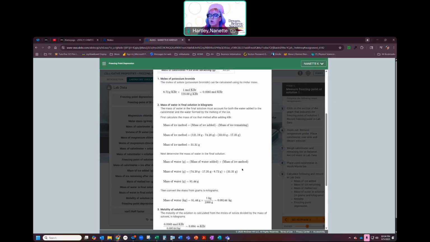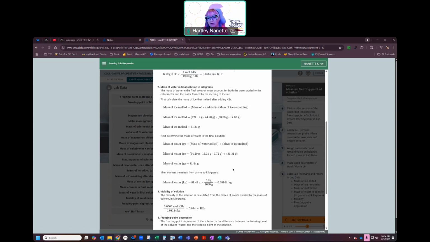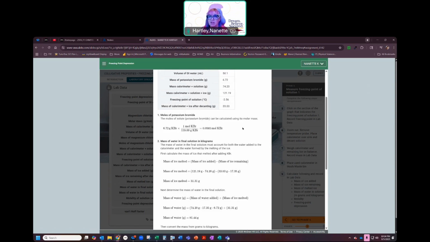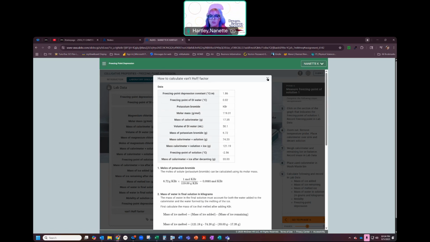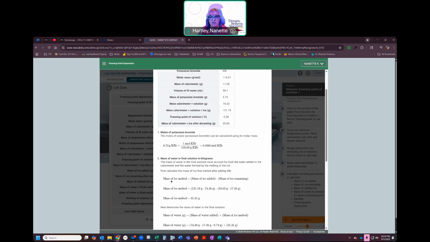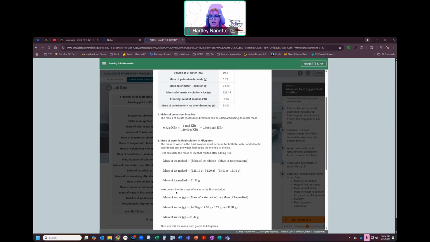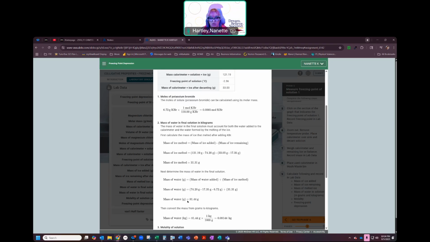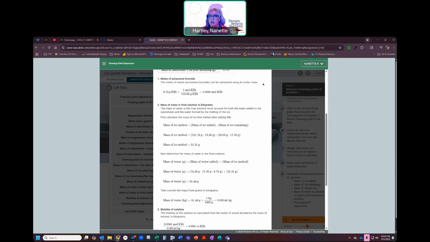Now, this doesn't cover everything. These are only the things they think you can't figure out on your own. There are some pieces of this data that you won't be able to get from this. So this tells you how to calculate the moles of potassium bromide, which is similar to our magnesium chloride, and the mass of water in the final solution. It gives you the mass of the ice melted and the mass of the water in both grams and kilograms.